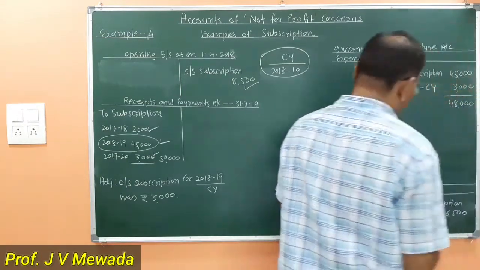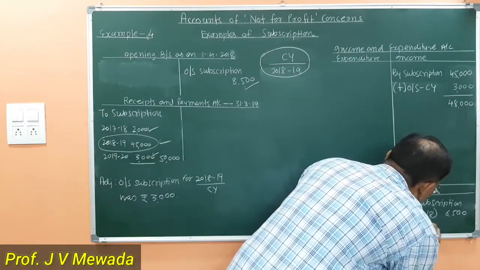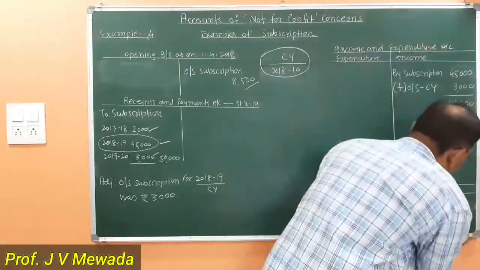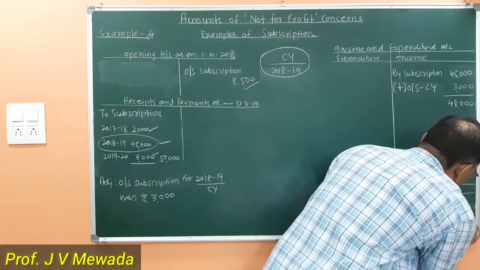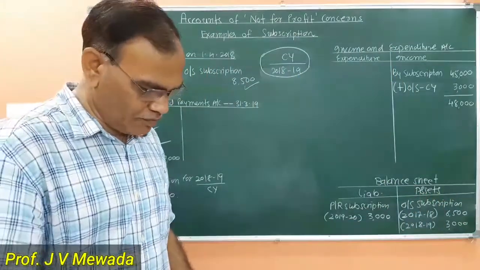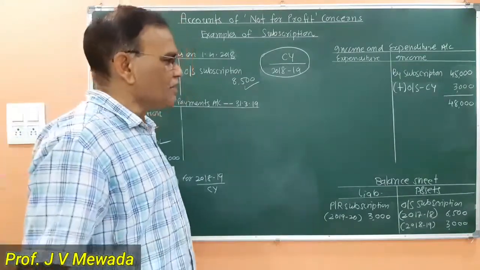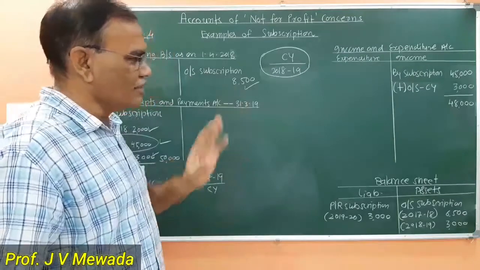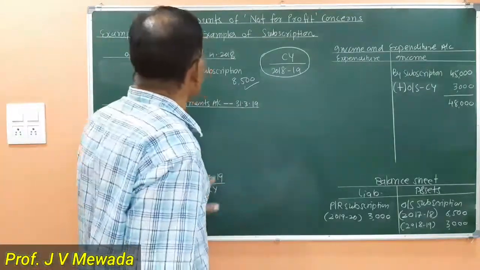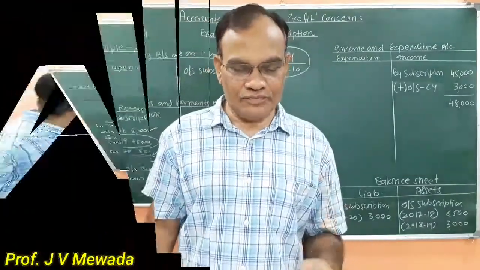और outstanding of current year, that is 2018 and 19. क्योंकि current year is 18-19, that is 3,000. So total कितना हो गया? 9,500. So total is 9,500. Income and expenditure credit side, income side 48,000, and here pre-received is 3,000. So this is the treatment of example number 4.